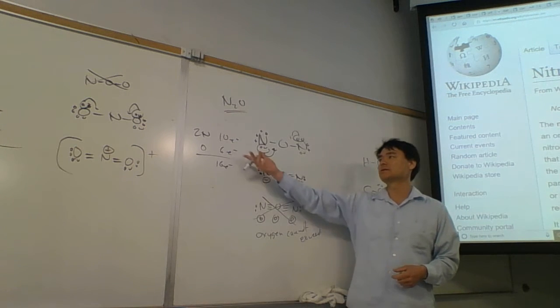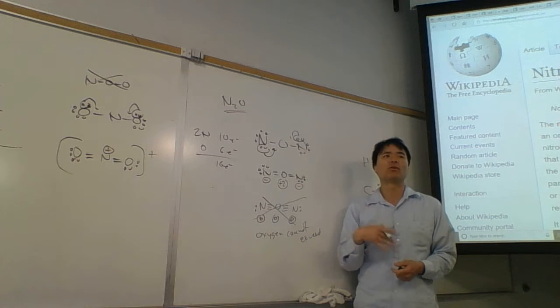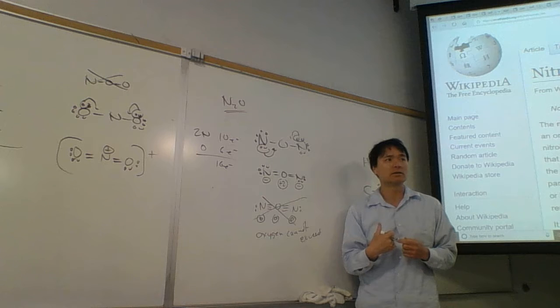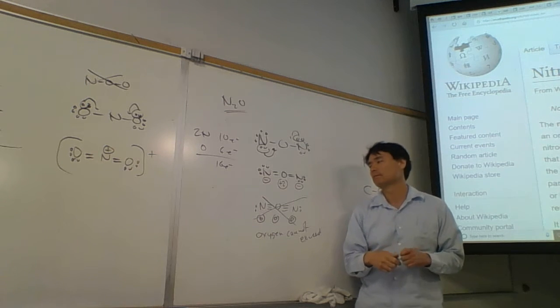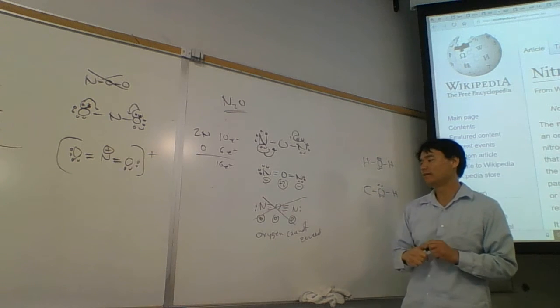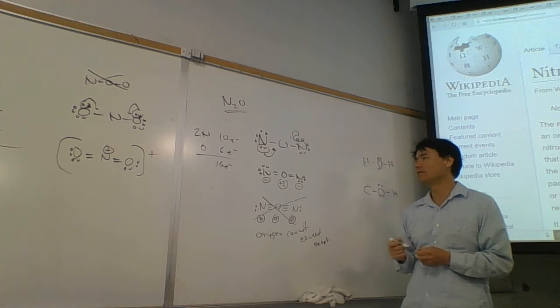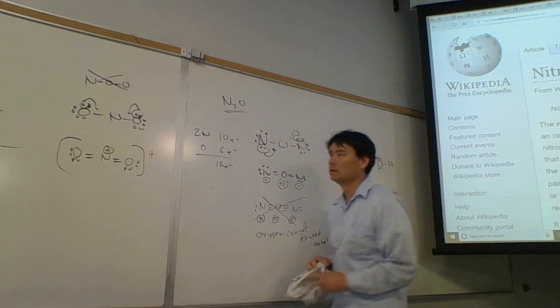Oxygen contributed 6 electrons to this and only got 4 back. If it contributed 6 and only got 4 back, it's not going to be happy. Nitrogen only contributed 5 each, and they came out ahead. They got 6.